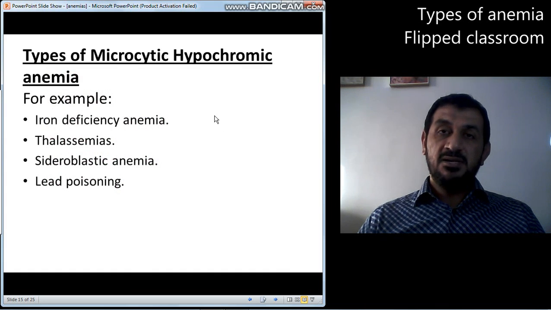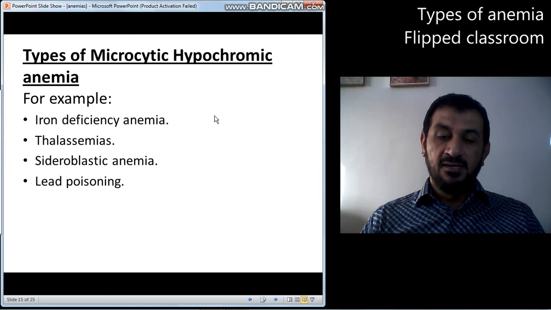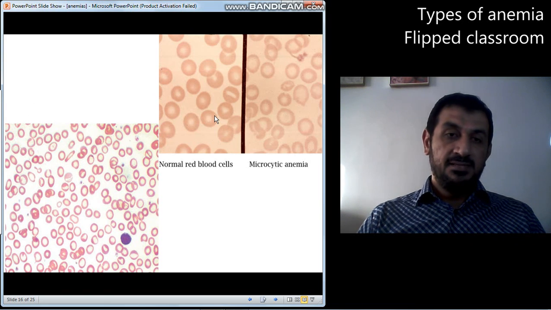The second type is microcytic hypochromic anemia. It may be due to iron deficiency anemia, thalassemia, sideroblastic anemia, or lead poisoning. And this is a picture of microcytic hypochromic RBCs.